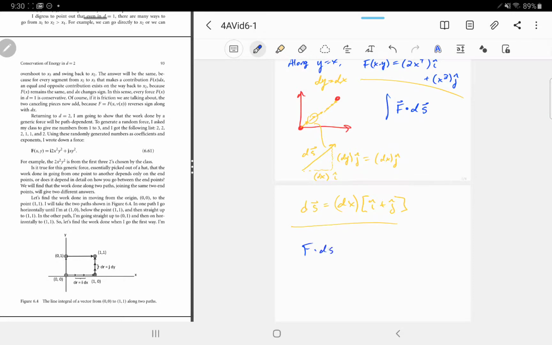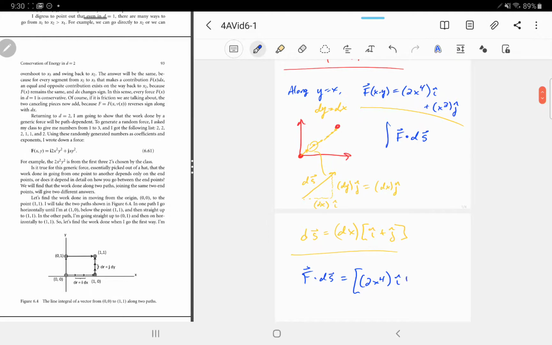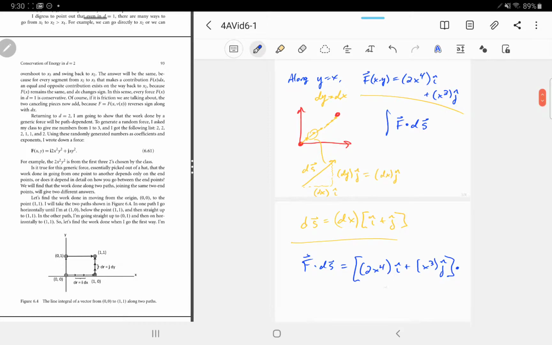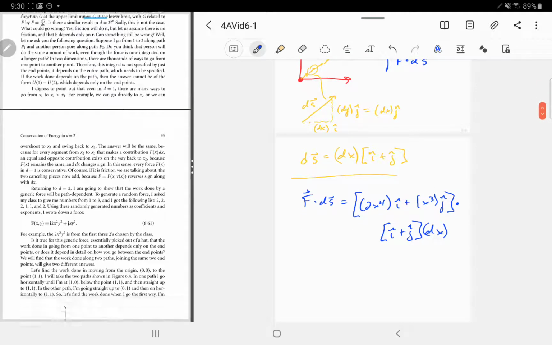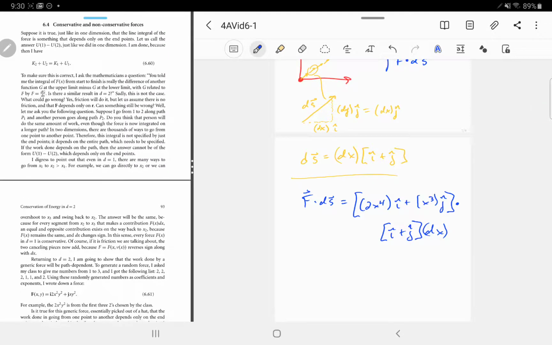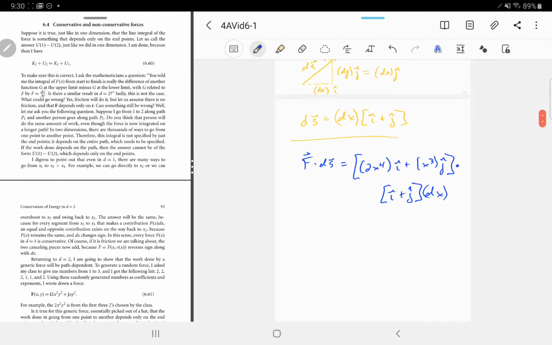So f dot ds, which we're going to integrate, but let's see what this simplifies to first. This is 2x to the fourth i hat plus x cubed j hat. So that's the f piece. And then dot i hat plus j hat dx is the ds piece. So this is some of the stuff that I skipped from before, computing the dot product. When you have two vectors and you're dotting them into each other, you just dot the i hat pieces together.